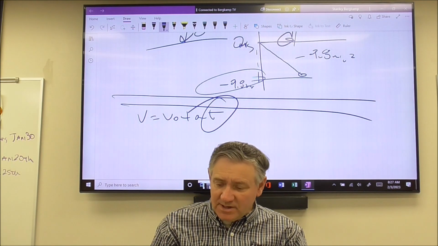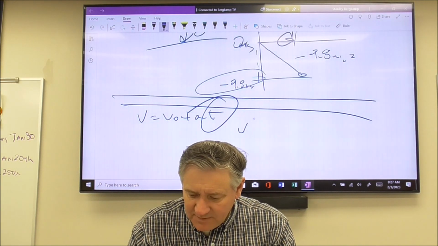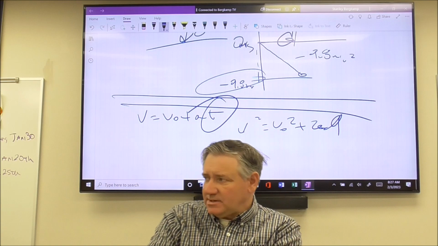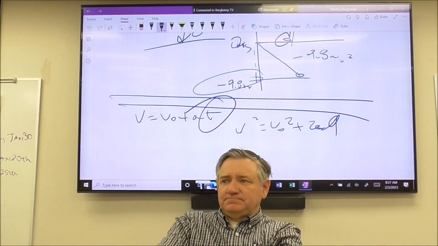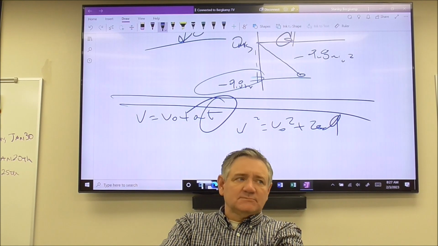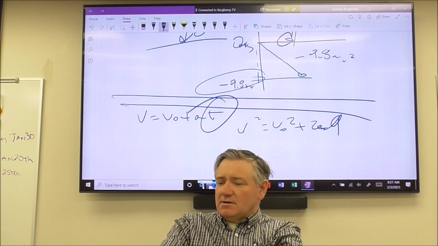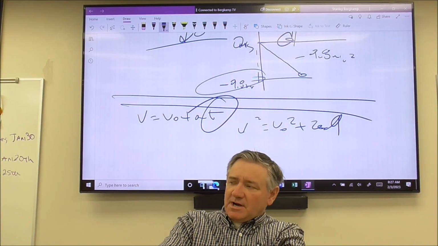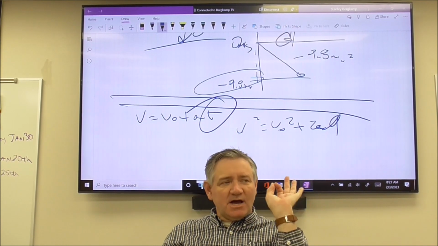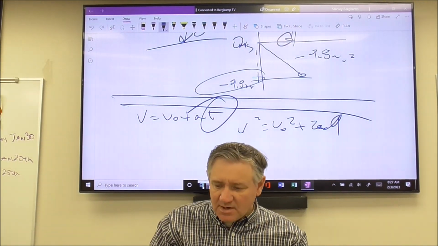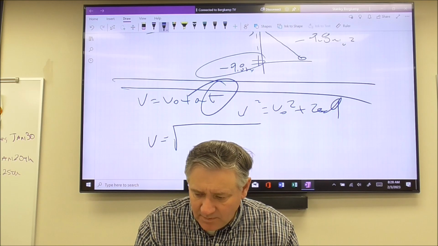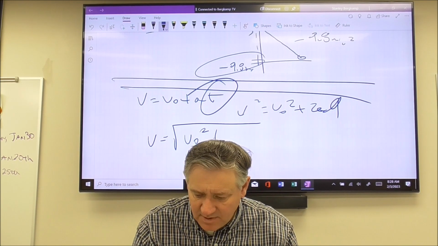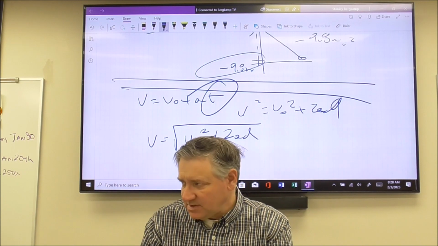What could I use? Oh, I can use that equation. v squared equals v naught squared plus 2ad. It's cool. I can do this. What's my initial velocity going to be? 0. I know my acceleration. The only thing I don't know is my final velocity. Now you have to be very careful on this one. So v then is going to equal the square root of v naught squared plus 2ad.